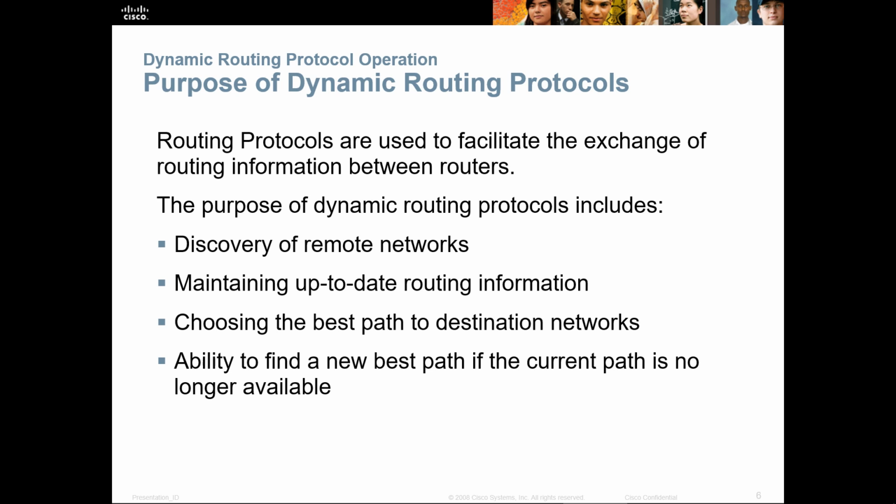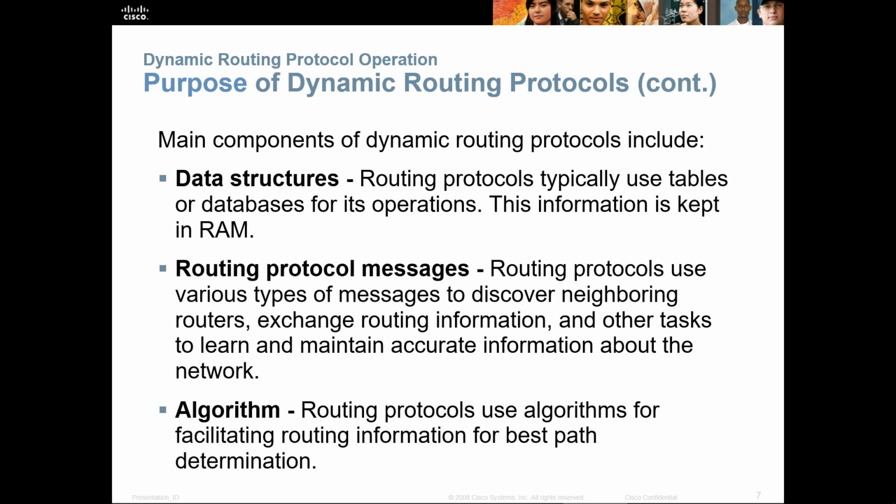So the purpose of our dynamic routing protocols is so that we can automate some of the discovery of remote networks. This includes maintaining up-to-date routing information, choosing the best path for our destination, and the ability to find new paths. So, the main components of dynamic routing protocols include the data structure, the routing protocol messages, and the algorithm. The algorithm is going to be the routing protocols and the algorithms that they use to facilitate routing information for determining best path selection.